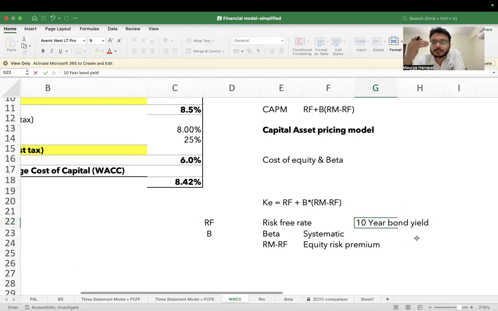And also, a 10-year bond yield is an indicator, or a proxy, for the country's long-term growth rate. Because this financial modeling and valuation exercise is done for the long term. We are doing investing. We aren't doing trading.